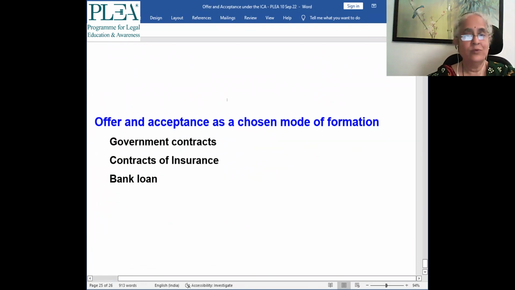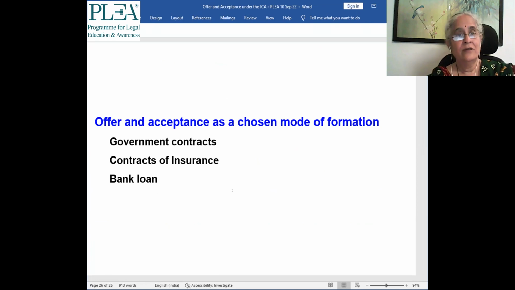Now I come to, and this is almost the last slide. Offer and acceptance is also a selected mode of formation of contract. So in government contracts, tenders are invited. That is a notice inviting tenders. The contractor submits the tender. That is the tender. And when many tenders come, one of them is to be selected and accepted.